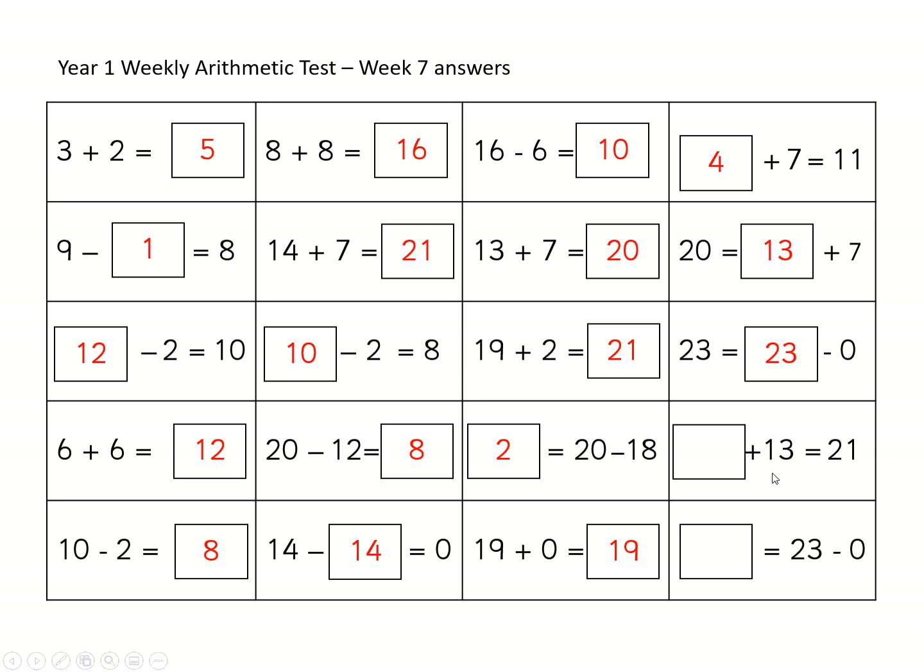What do you add to 13 to get to 21? Just counting on, that's 8. And then this last one is actually a mirror of this one here. 23 minus 0 is 23. I bet you did brilliant with that. And now on to the main part of today's learning.